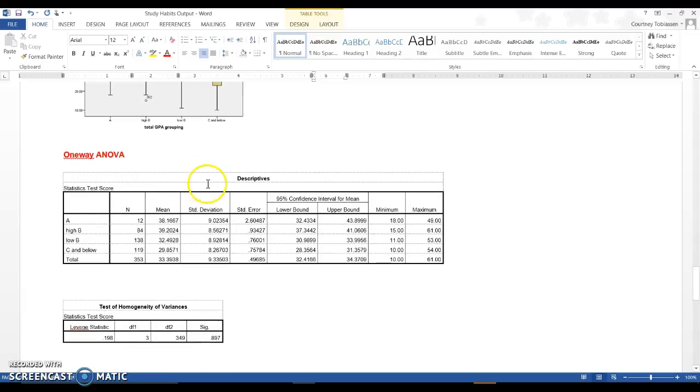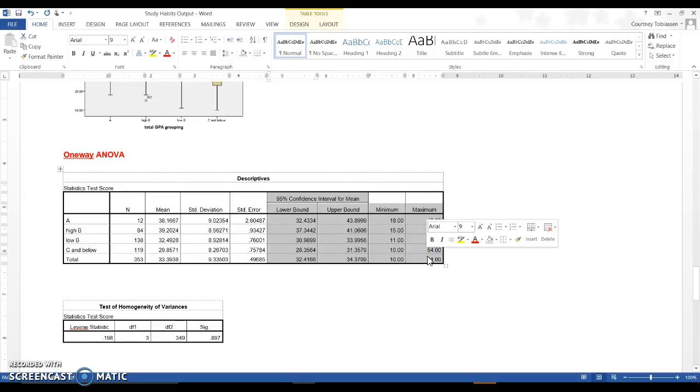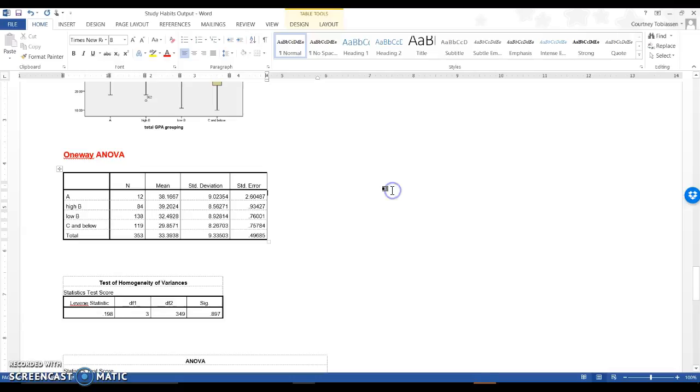So now I'm going to scroll down to my one-way ANOVA results. This is the descriptives for the one-way ANOVA. I'm just going to go ahead and delete these because they're not really that helpful for us. We're not going to really consider them. That's extras that we're not getting to right now.